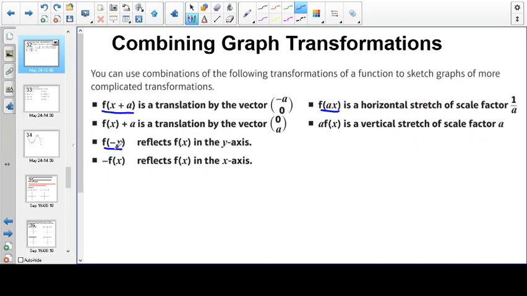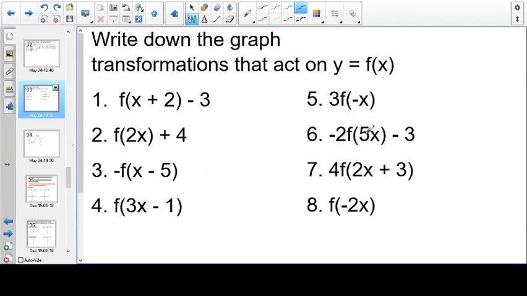All the ones that are happening outside of the function notation, so it's happening to the whole function, that affects the y-coordinates in the way you would expect it to. So, what I would like you to do is write down the graph transformations that act on the function y equals f of x. Now you can see for each one, there's 2 things happening. This one, there's 1, 2, 4 things happening. So there's multiple transformations. You need to know the order in which they happen.